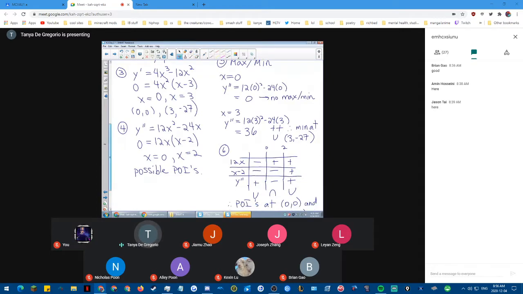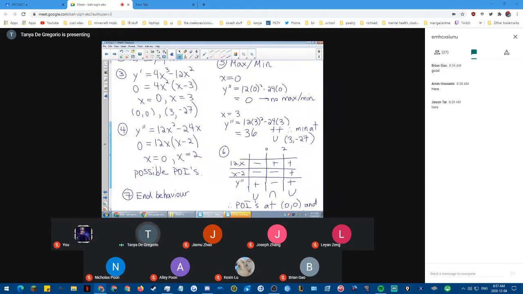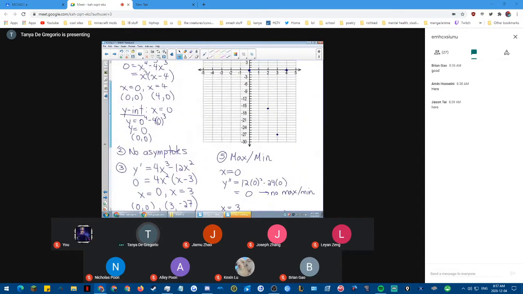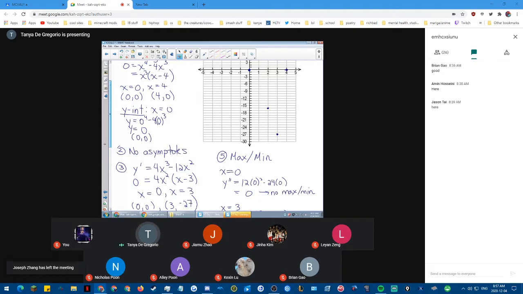So to analyze our end behaviors here, I don't have any asymptotes, so I don't have to worry about crossing asymptotes. But when I sub in a very, very big value of x, what do we know is happening to this function? As I sub in a big value of x, what should be happening to this function?